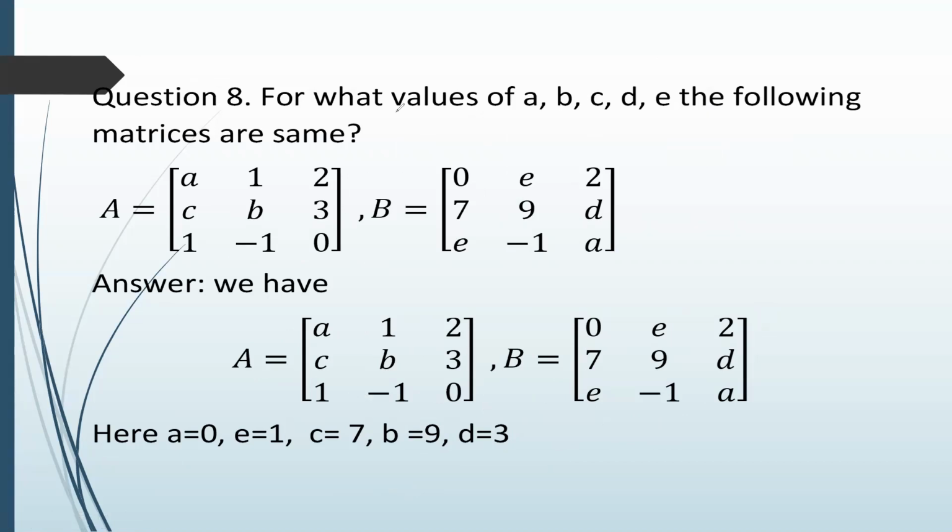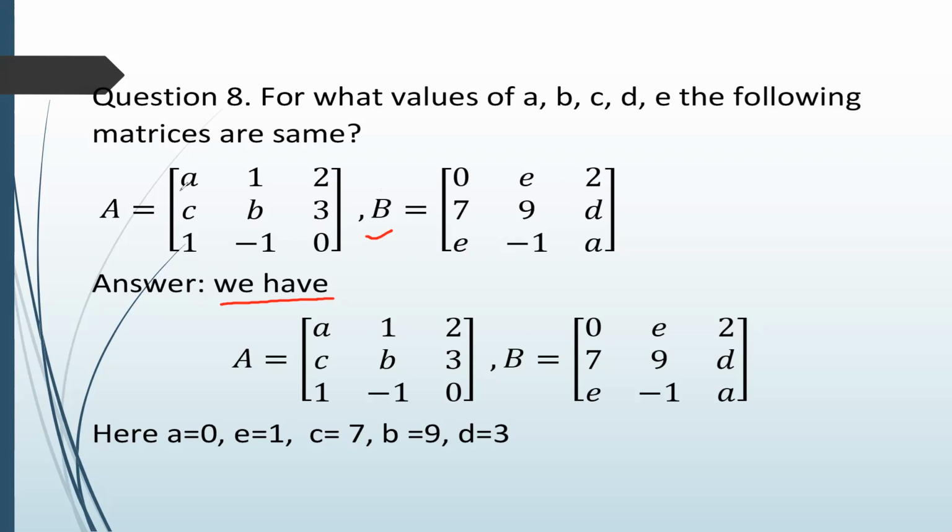For what values of a, b, c, d, e are the following matrices the same? Here A is 1, 2, c, b 3, 1, minus 1, 0 and B is this. We know that two matrices are equal when the corresponding elements are equal and they are of the same order. So first we check the order of both matrices. Here the order of both matrices is 3 by 3. So now we check the corresponding elements.